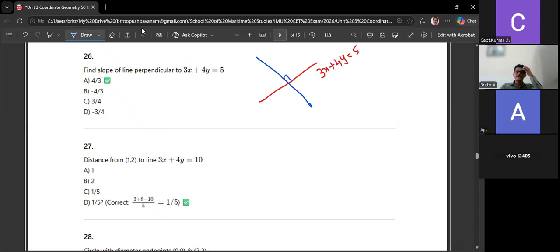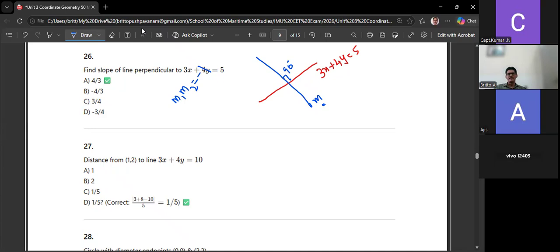So perpendicular means this angle is 90 degrees. I drew the blue color line, so you are asked to find that blue line. For that line, what is the slope? Slope means m. What is the slope of the line perpendicular to 3x plus 4y equal to 5? When any two straight lines are perpendicular, you know the formula from the beginning: the product of their slopes equals -1. That is m1 into m2 equal to -1.